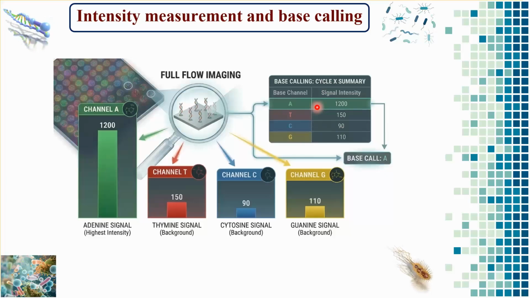Now comes the key step, base calling. The system determines the base based on signal intensity. The base with the highest intensity is initially selected. So in this example, since A has the highest signal, the called base is A as we can see here. But in reality, it is not that simple. Advanced algorithms also consider signal overlap between channels, background noise, and phasing and pre-phasing effects. So base calling is not just picking the highest signal, it is a statistically informed decision.